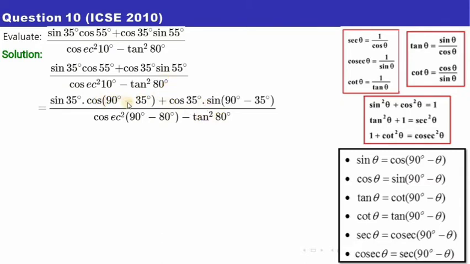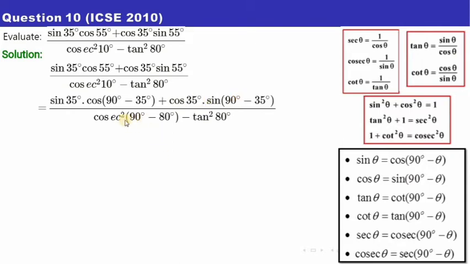Okay, now cos 90 minus theta, search the formula. Cos 90 minus theta is sine theta, so that's why this becomes sine theta. Theta is 35 degree, so this becomes sine 35 degree. Similarly, sine 90 minus theta is cos theta, isn't it? So this becomes cos theta, that is cos 35 degree. Now look at the numerator. So sine 35, this is sine 35, so sine square 35, isn't it? Similarly, we have cos 35 into cos 35 is cos square 35, right?